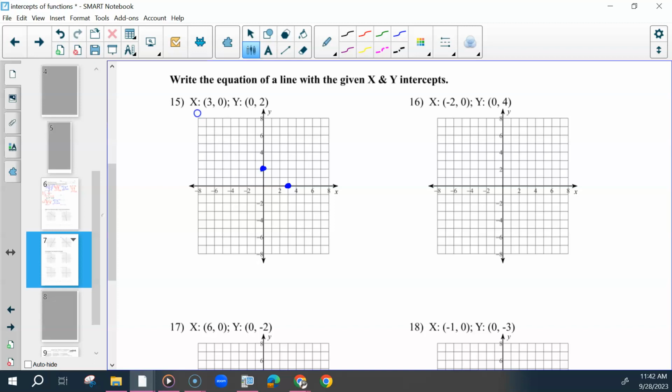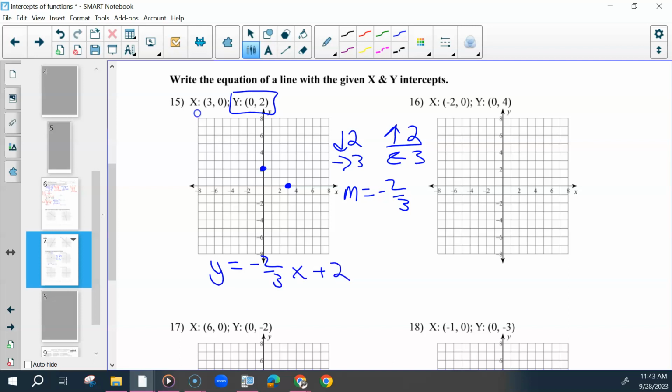So here we're going down 2, right 3, or you can look at that as up 2, left 3. Either way, this is going to be a negative slope. You're given your y-intercept, so we can put those two things together in y equals mx plus b. That would be the easiest way to do this. What you could also do, since you're given 2 points, is to find the slope algebraically and then do this. I would advise just doing this: graphing the 2 points, finding the slope, putting the slope and y-intercept together.